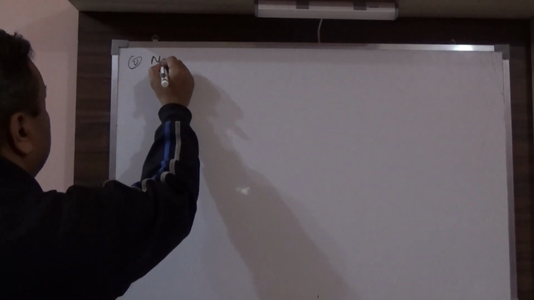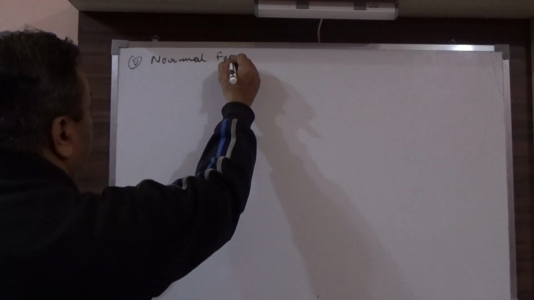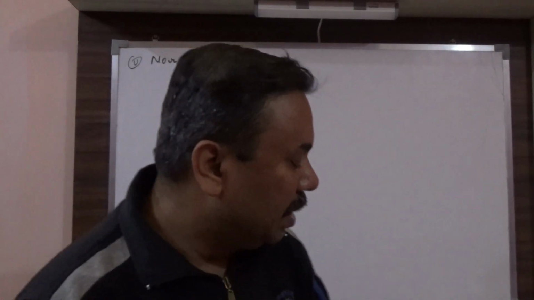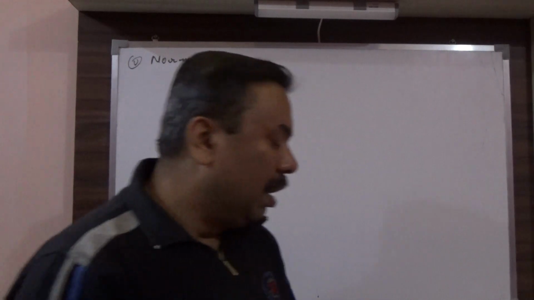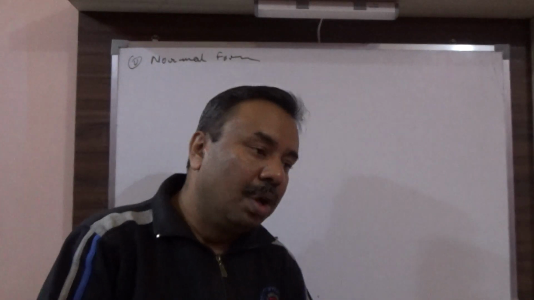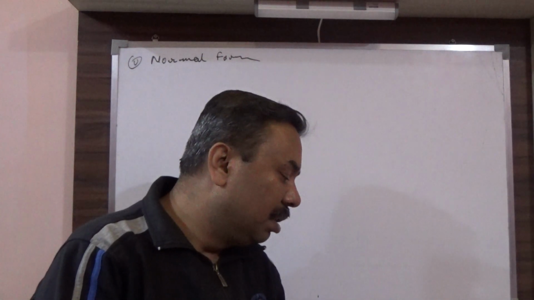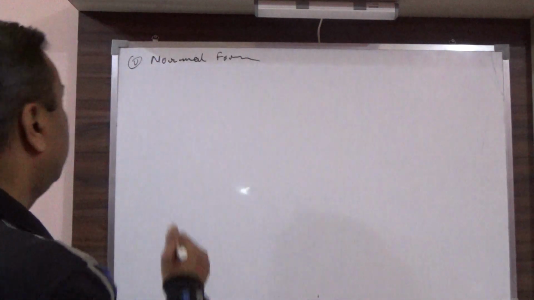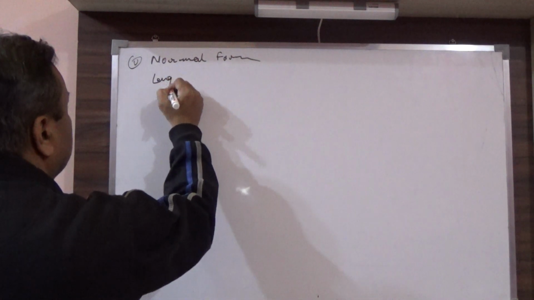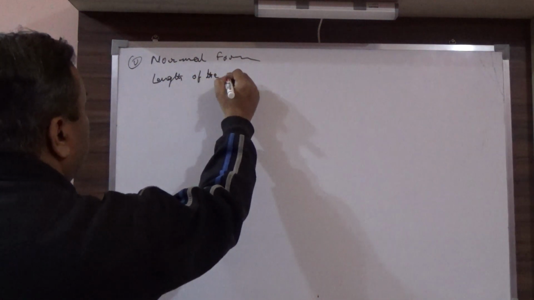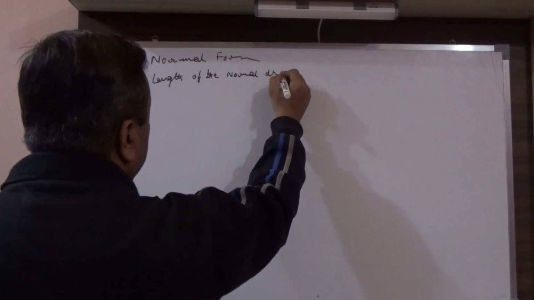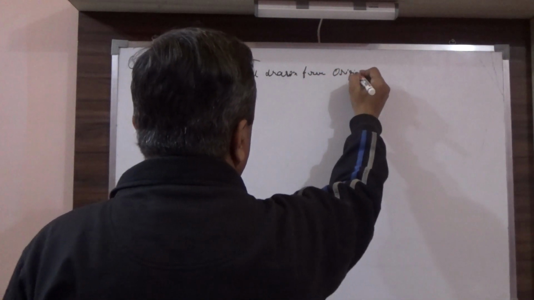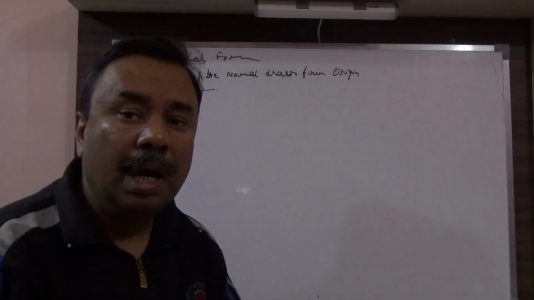This form is called the normal form. Now in this normal form, what is given to you is the length of the normal drawn from the origin. Normal means perpendicular.